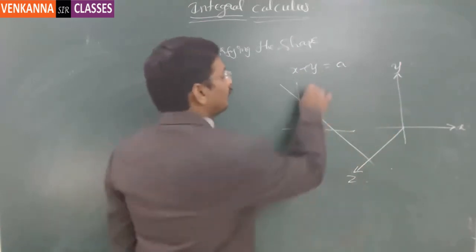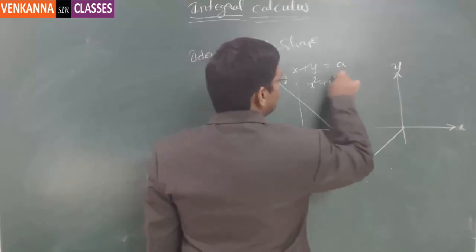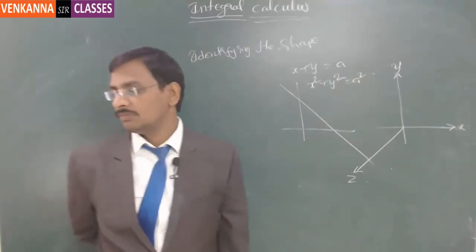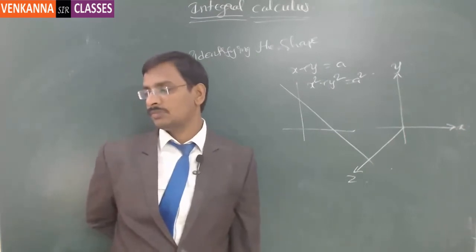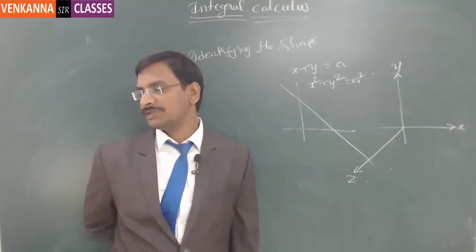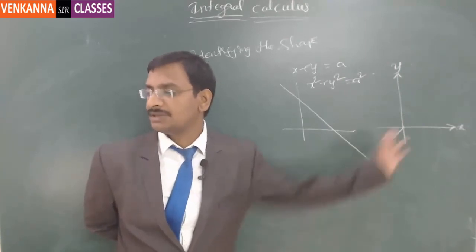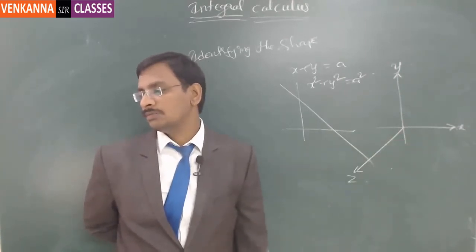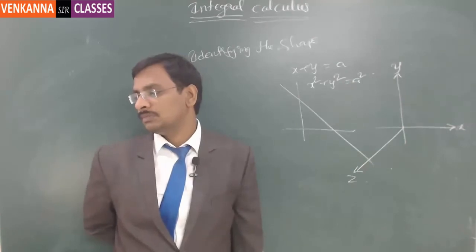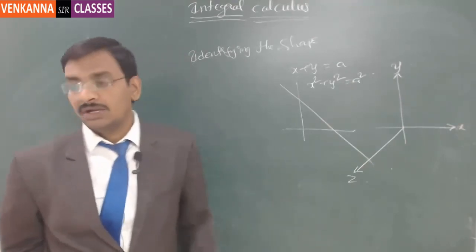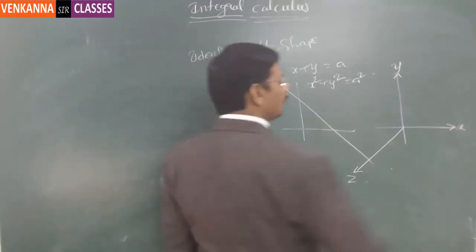Similarly, suppose I take the equation x square plus y square is equal to a square. What is the shape of this in 2D? It will be a circle, right? Now, how can the same circle be modeled in 3D? It will be a cylinder, right? So that's the difference. It will form a cylinder.